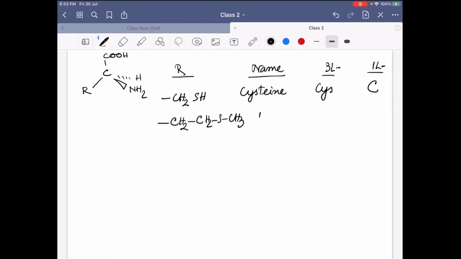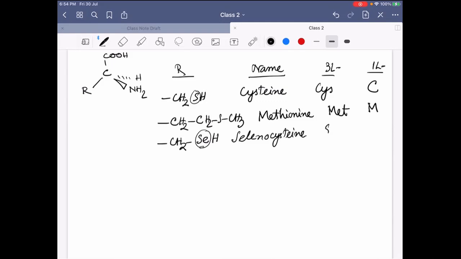And this is known as methionine. Three letter word MET, one letter word M. And then there's another version which is very rarely found, but has a very important role in terms of enzymatic activity, a selenium version of cysteine. Instead of sulfur, you have selenium, and the name is selenocysteine. Three letter word SEC, one letter word U.